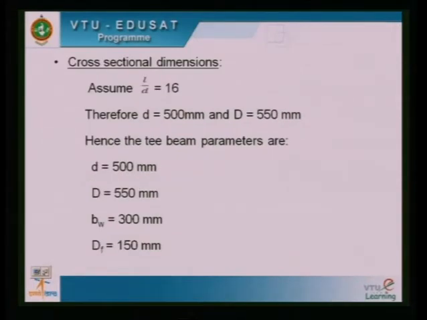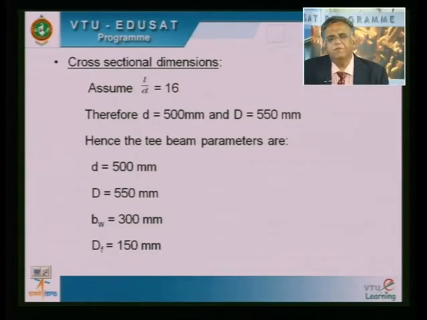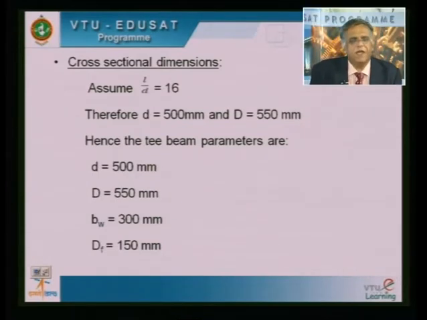As usual, any design, whether it is a simply supported beam, a cantilever beam, a T beam or an L beam, the very first step here is to always fix the value of the depth of the beam. What is the procedure you are going to follow for this? This small d is going to be fixed based on the value of L by d ratio. So far I have not talked anything about 16, but you have the liberty of choosing this as 16.